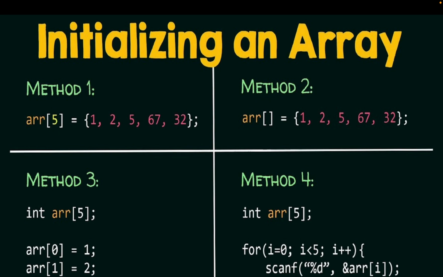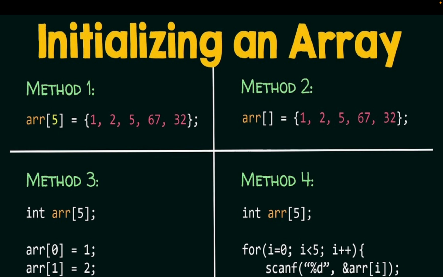Initializing an array, there are various methods to initialize the values. Like in the first method, we have an array named array and its size is 5, and we are simply initializing it by writing the values in curly braces, like 1, 2, 5, 67, 32. In the second method, if we don't know the actual size, then we simply write the values in curly braces, and it will understand the number of values as the size of the array. In the third method, we are going to initialize it one by one, like array[0] is 1, so at the 0th position 1 will be stored, at the first position 2 will be stored.